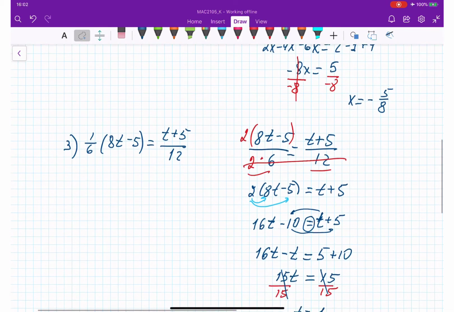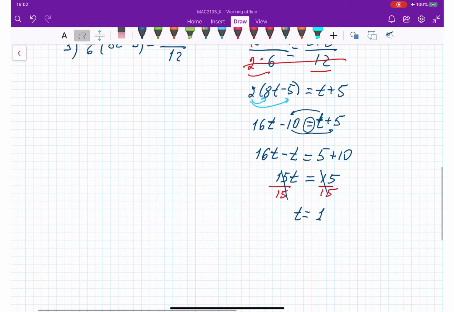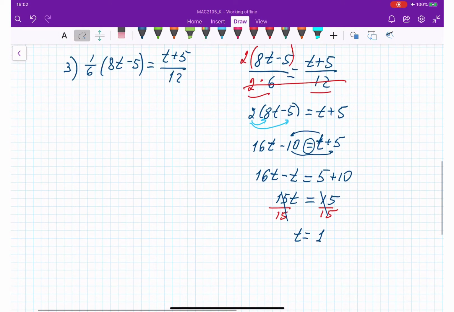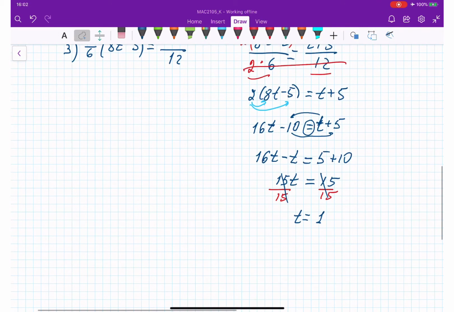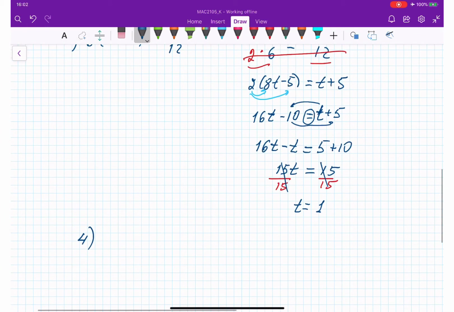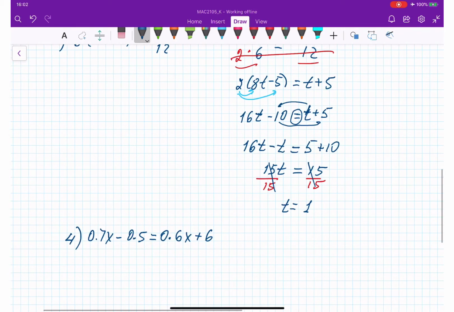Move a little bit further. Well, okay. Moving to question number 4. 0.7x minus 0.5 equal 0.6x plus 6. All right, so let's see how we're gonna solve.